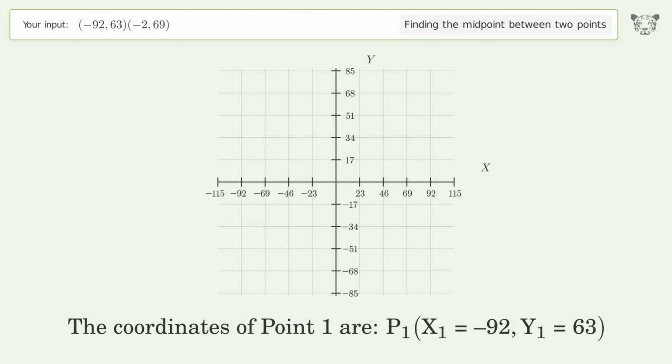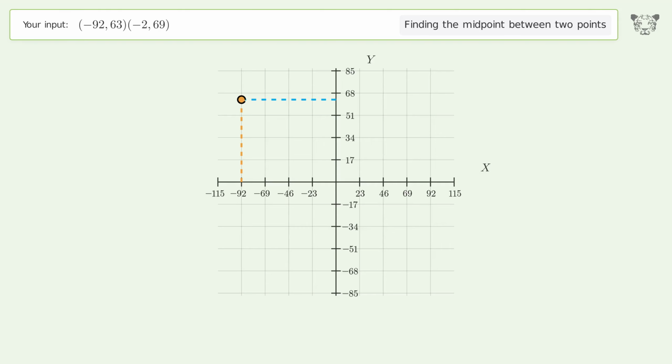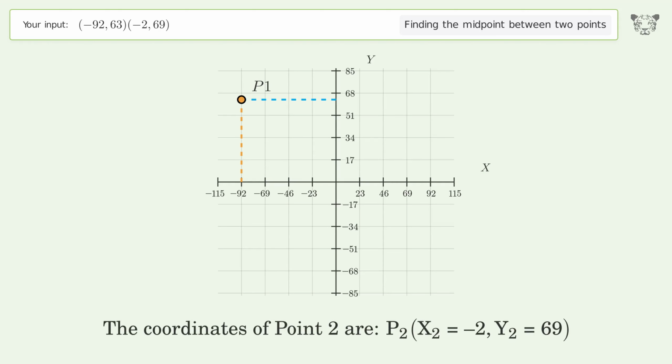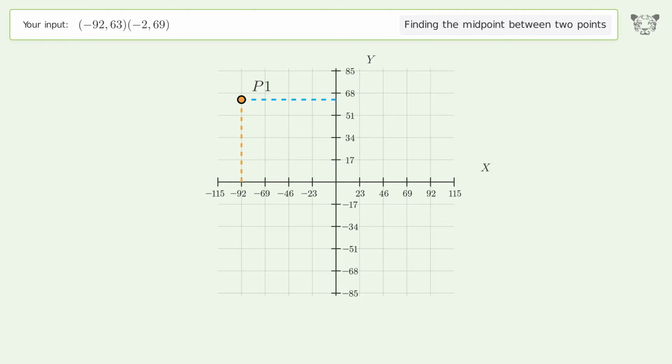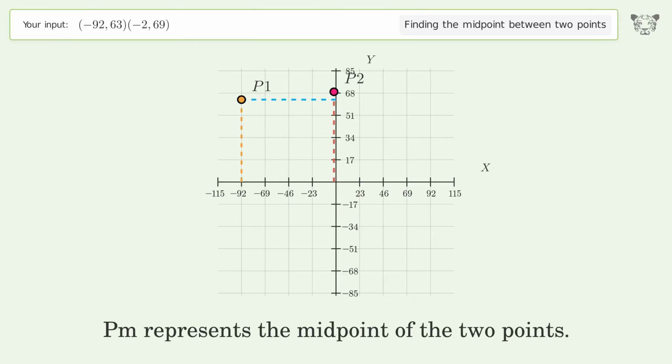The coordinates of point 1 are, x1 equals negative 92, y1 equals 63. The coordinates of point 2 are, x2 equals negative 2, y2 equals 69. PM represents the midpoint of the 2 points.